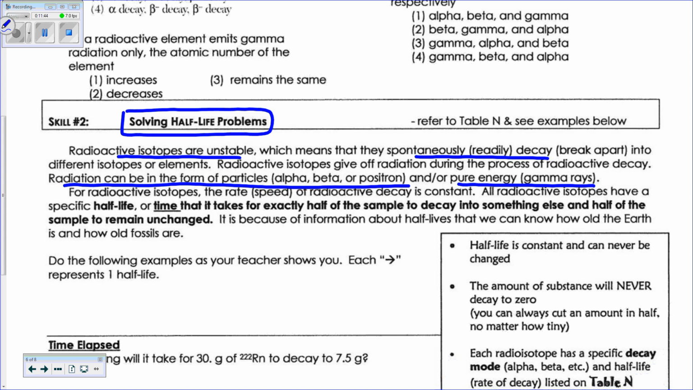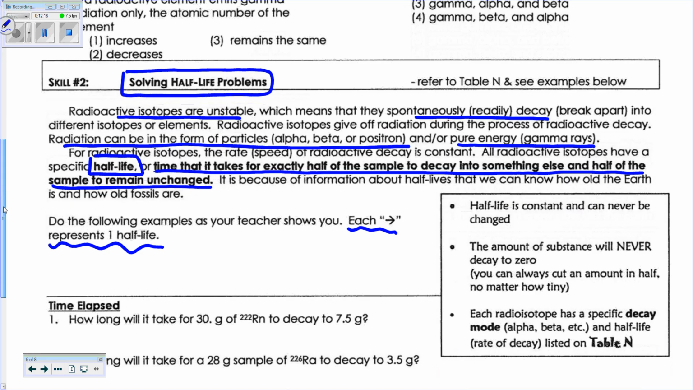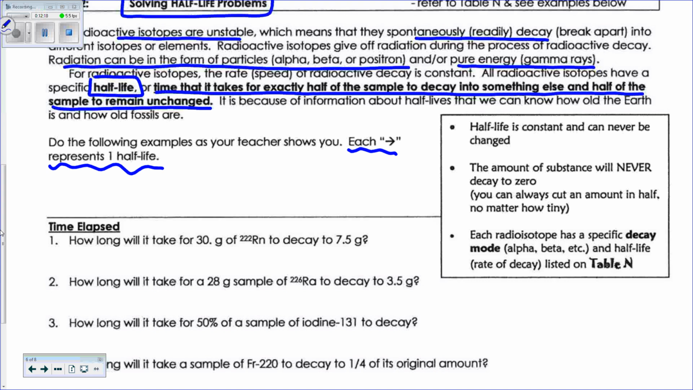All radioactive isotopes have a specific half-life, or time that it takes for exactly half of the sample to decay into something else and half the sample to remain unchanged. It is because of information about half-lives that we know how old the Earth is and how old fossils are. So it says we're going to do the following examples, and as your teacher shows you, each arrow represents one half-life, which will be important. I'm going to use arrows. I want to pay attention over here. It gives me a little bit of info.